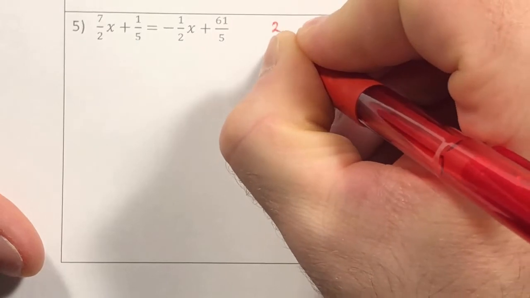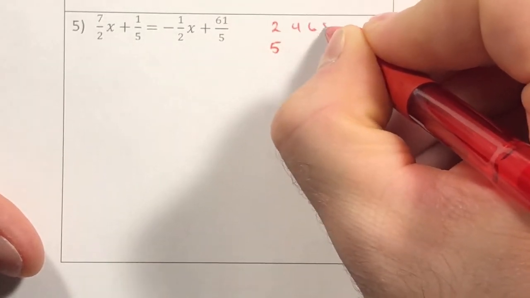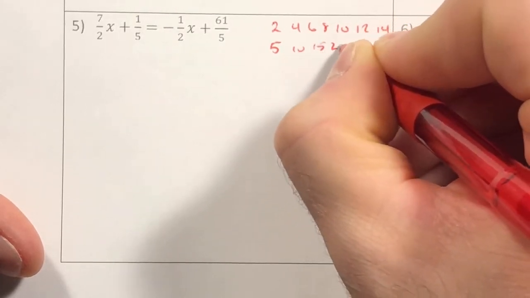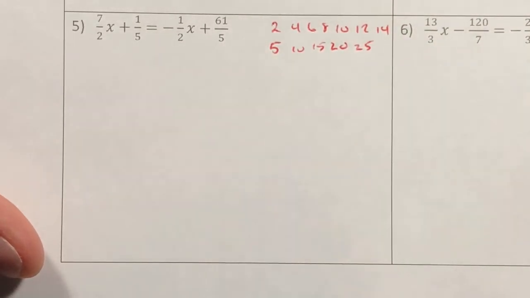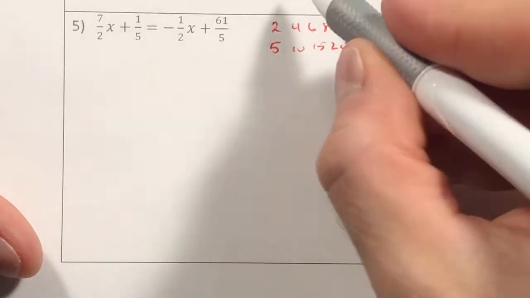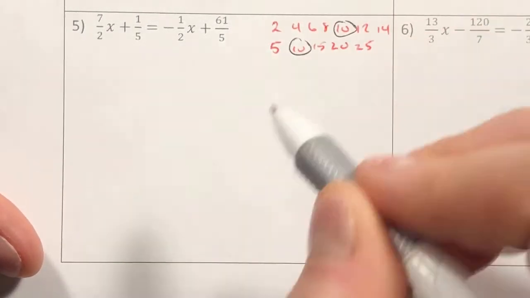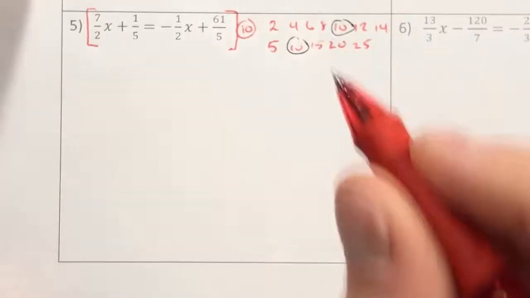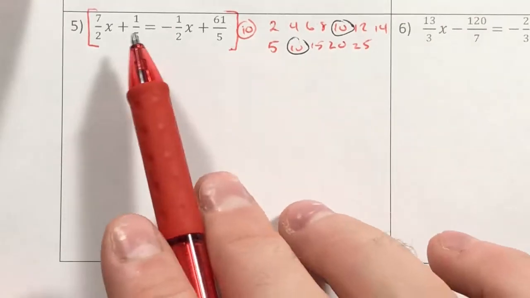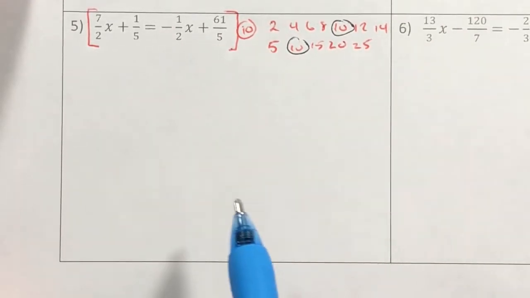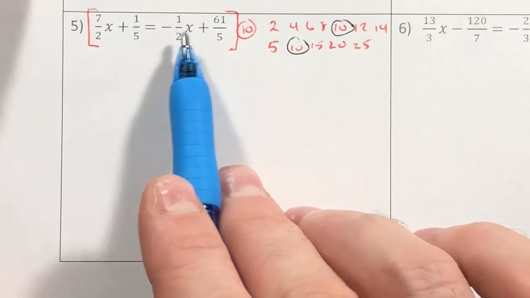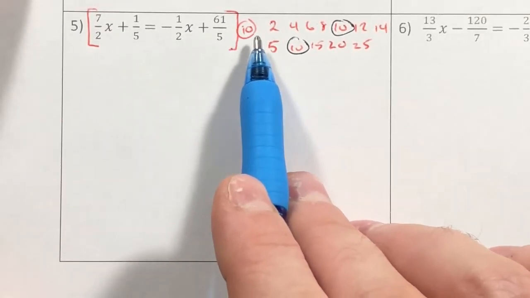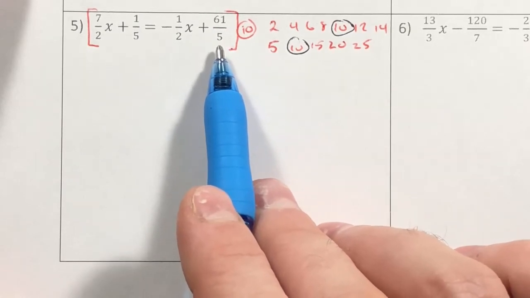So I have a 2 and a 5, which means 2, 4, 6, 8, 10, 12, 14, and 5, 10, 15, 20, 25, and so on and so forth. What we notice in both those lists, we see the common number of 10. So I'm going to multiply everything by the number 10. Now 10 isn't going to be the final result of what I'm multiplying everything by. I'm going to go through and I'm going to say 10 times 7 divided by 2, 10 times 1 divided by 5, 10 times 1 divided by 2, 10 times 61 divided by 5.